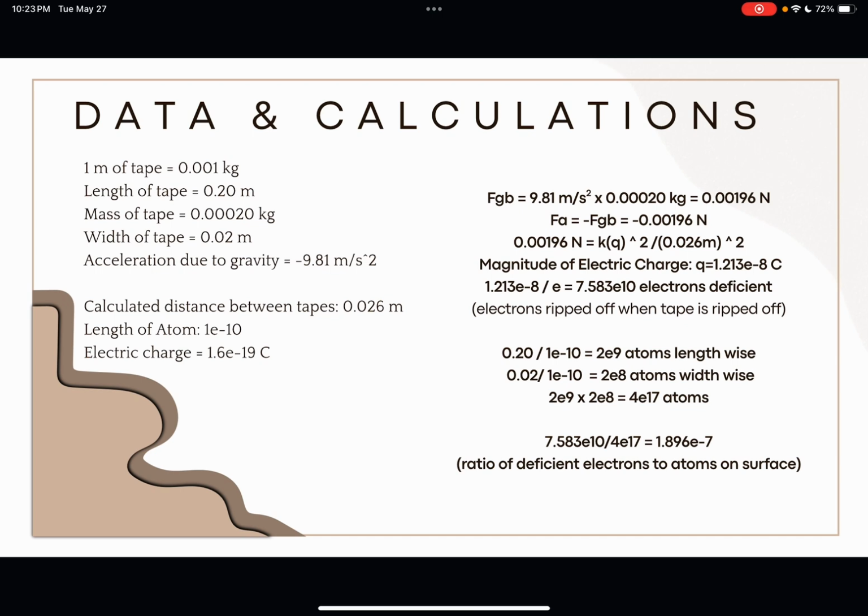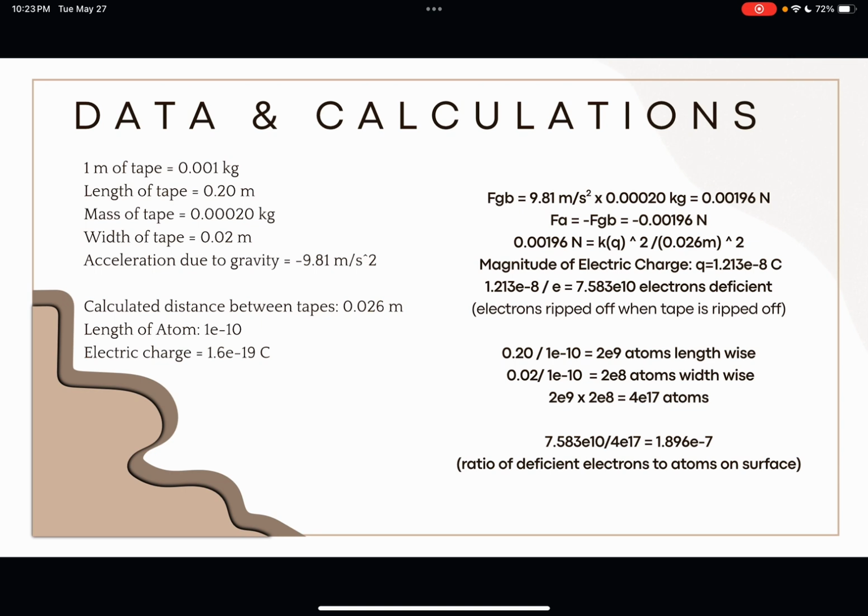And then in the data and calculations, we found the width, mass, and length of the tape. And then on the right-hand side, we found the magnitude of electric charge by setting mg, which is the gravitational force, equal to Coulomb's law, and given the radius that we found in the previous step, calculated the Q value in coulombs. And then we divided that by the charge of an electron to find the electrons deficient, which is the electrons ripped off when the tape is ripped off.